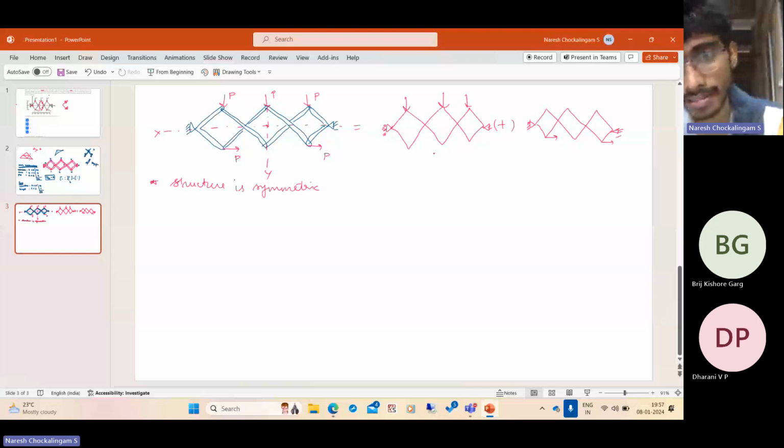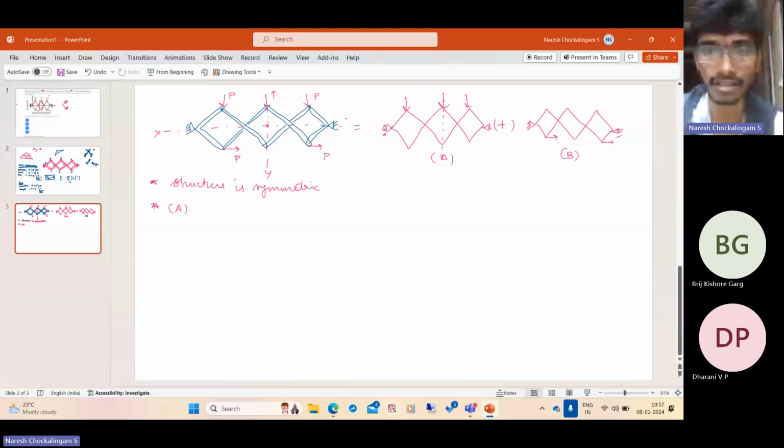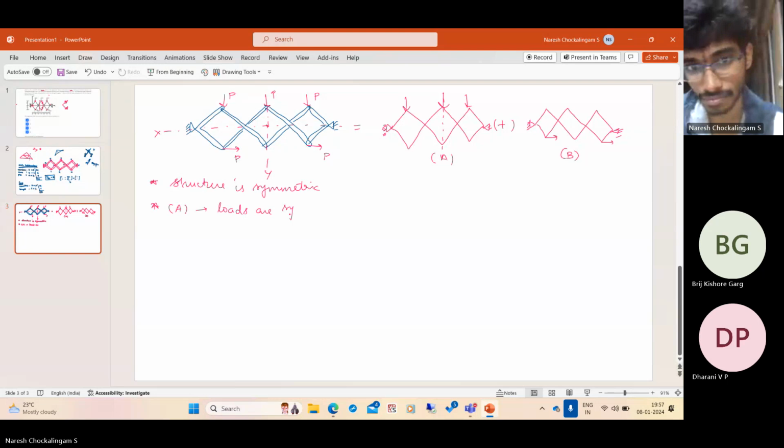And let me call this case A, and let me call this case B. So whatever bending moment or reactions I get here, we can add them with this. So that's basically the principle of superposition. So if you see in A, the loads are also symmetric. So if you draw a line here, you can see the left and right look exactly the same. So in A, the loads are symmetric. In B, loads are anti-symmetric.